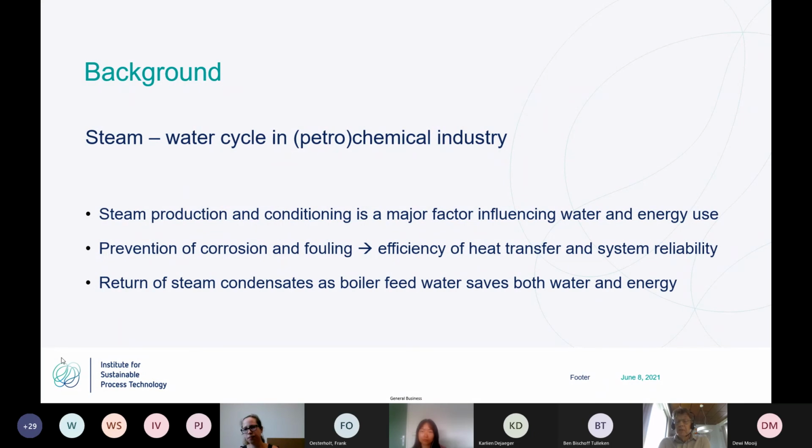Beyond makeup water, we are also adding conditioning chemicals in that steam water cycle. These can be pretty conventional ammonia, they can be neutralizing amines, they can be film forming products, and we'll especially focus on the latter part in this project. Next one, please.